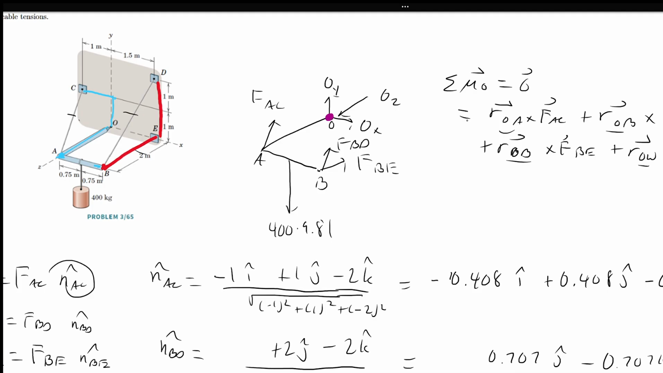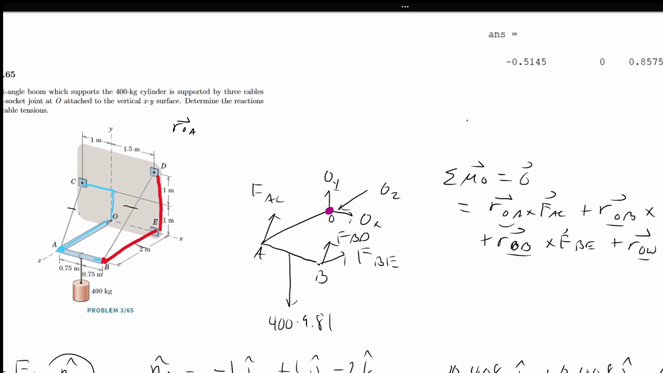So I'll do that over here. ROA. Actually, is that visible? Let me move up a little. I think the other problem might start to get in the way, but ROA is, all right, so I'm going to erase our previous stuff before I do this.